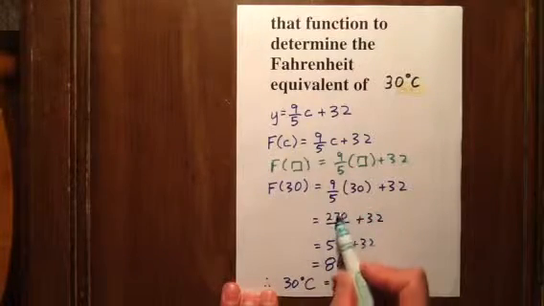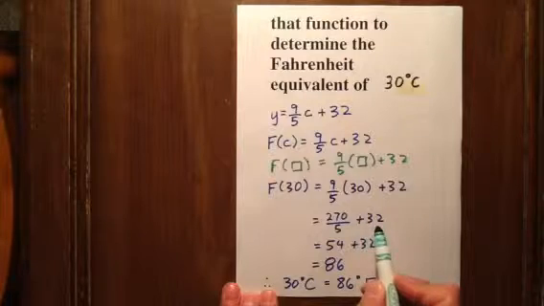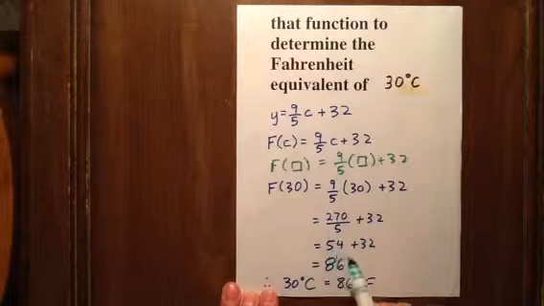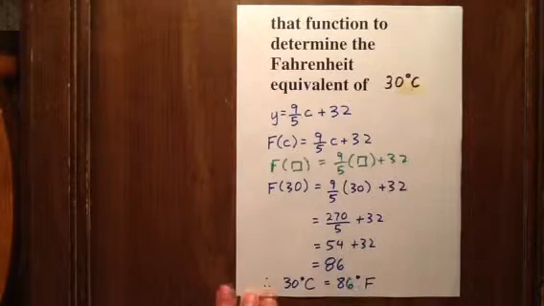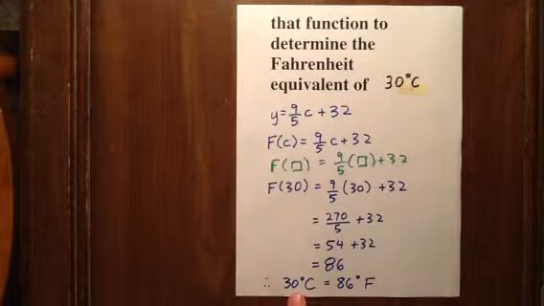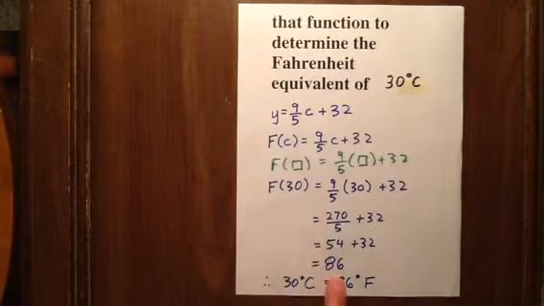9/5 times 30 is 270 over 5 plus 32. 270 over 5 is 54, so 54 plus 32 is 86. So when it's 30 degrees Celsius outside, it's 86 degrees Fahrenheit, because f at 30 is 86.